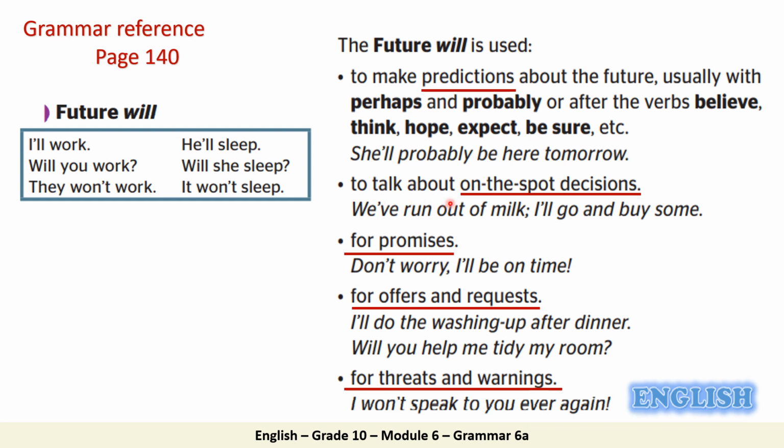Also, we use it to talk about on-the-spot decisions, something that you decided right away. For example, we've run out of milk. I'll go and buy some. You did not plan this. Also, we use it for promises. For example, don't worry, I'll be on time.